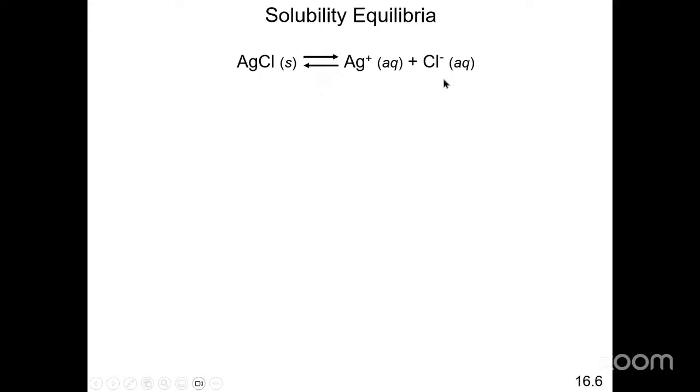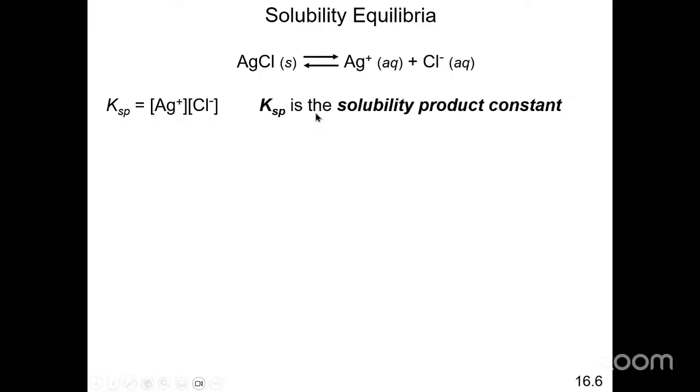So the concentrations of these ions are relatively small, especially when compared to the amount of silver chloride that you'd have added to it, right? So we can write down an equilibrium expression because after all, it's a system in a state of dynamic equilibrium, right? And the equilibrium constant for that expression is given a special name. It's called the solubility product constant, right?